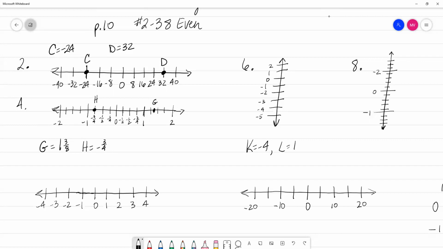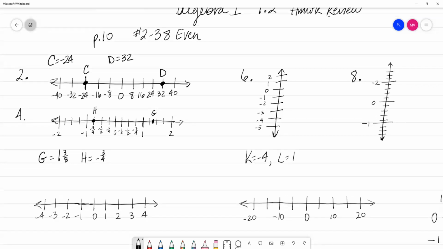All right, these are pretty close together, so I just went ahead and labeled each segment as the whole numbers, or the whole integers, 1, 2, 3, and then negative 1, 2, 3, 4, 5. So K is -4.